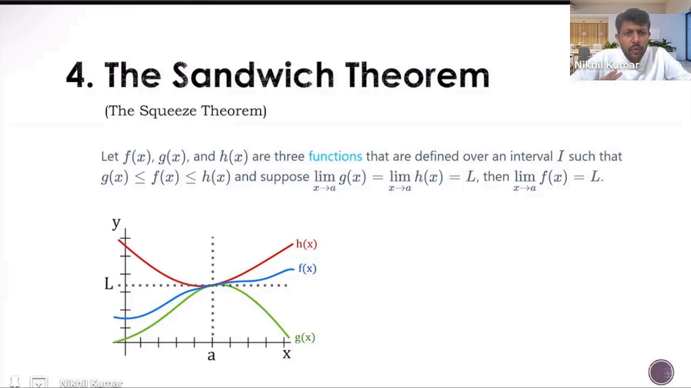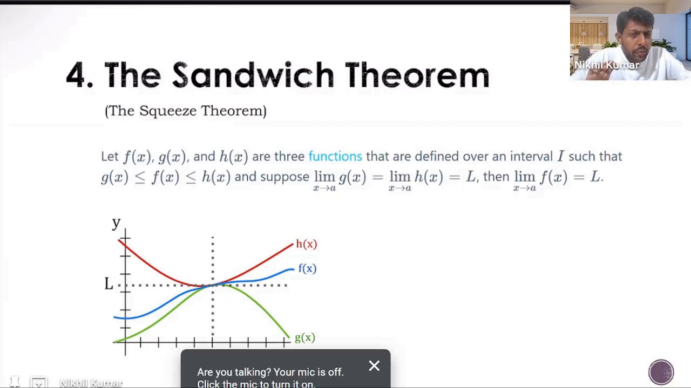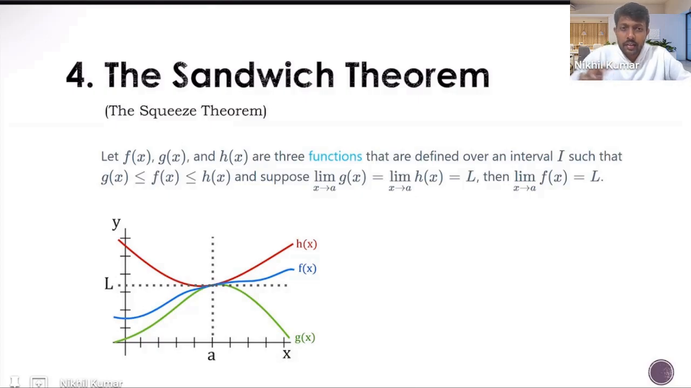It says that if f of x, g of x, and h of x are three functions that are defined over the same interval, such that the value of f of x always falls between the value of g of x and h of x for any x, then if you are able to find the limit of g of x and the limit of h of x and they are equal, the limit of f of x is also going to be the same as the limit of h of x and g of x. Well, that's the statement, but let's try to understand it piecewise, slowly.